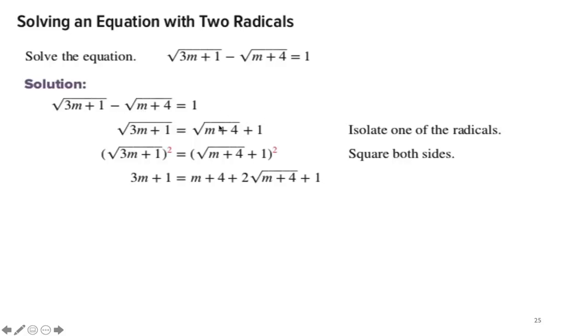So now we square both sides. The left side is easy. If I square this side, the square root and the square will cancel. I get 3m plus 1. So that's easy. But this side, unfortunately, when I square it, I still have a radical. Notice I still have a radical.